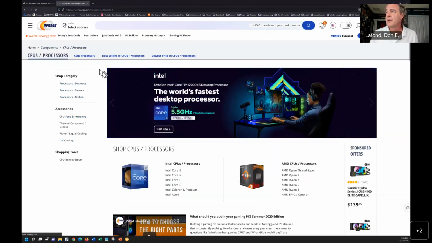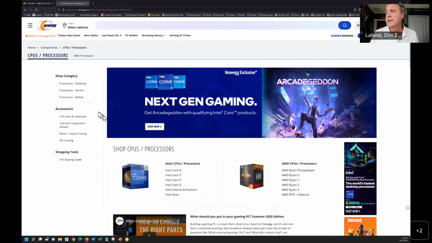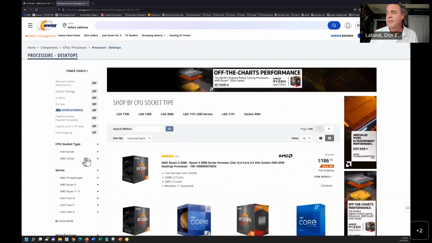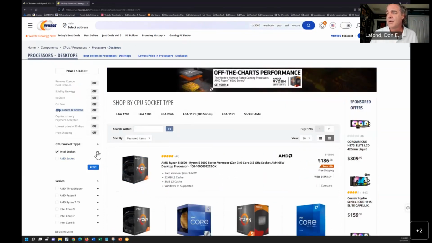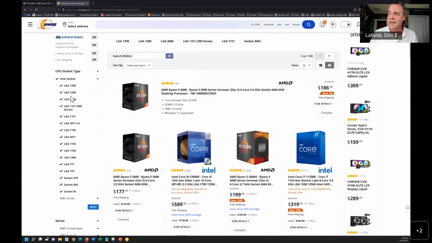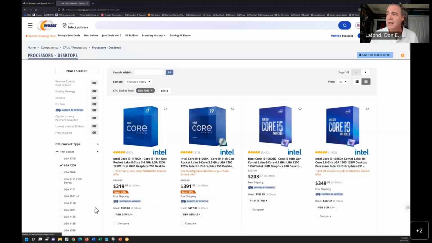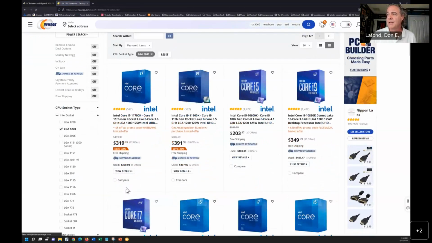All you just go to components, and then you go to CPUs, and then desktop CPUs, and then notice if you have Intel sockets, you've got to know your motherboard, what size socket you're going to use in that motherboard, and you have to buy a CPU that fits that socket. For example, LGA 1200, you apply that, and it narrows down the number of CPUs that are available.